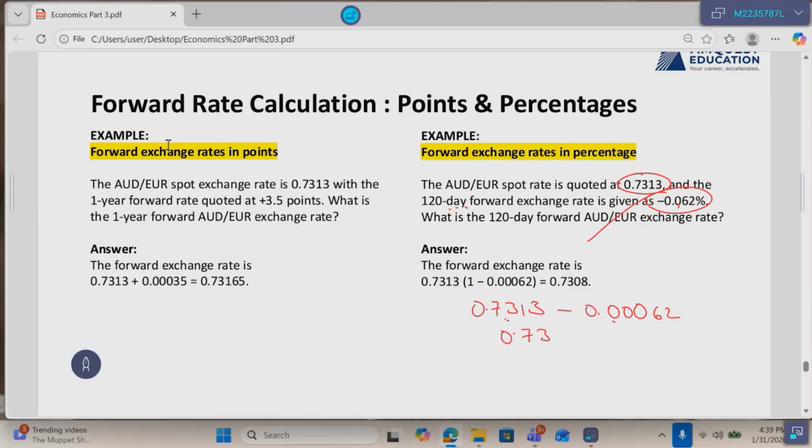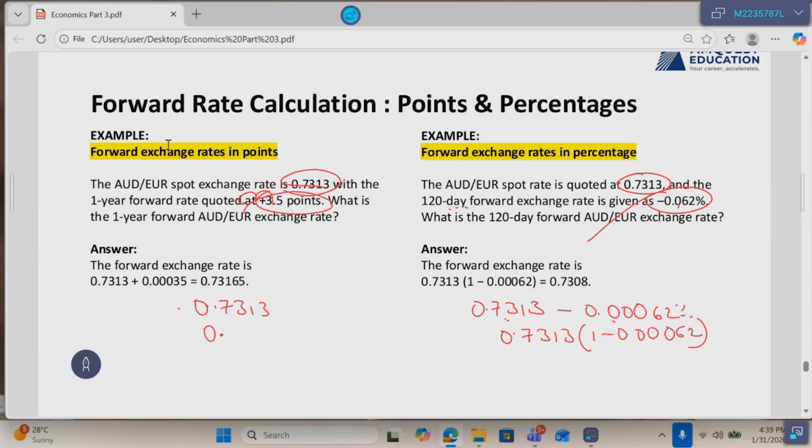This is the amount. How much will remain? 1 minus the above number. Yeah. This is using the percentage system. Now in points, there's no need to do 1 minus the percentage, right? All you have to do is take the number and add it. You have this rate, 3.5, so 0.7313. You're adding 3.5 basis points, so you're adding 3.5, right?